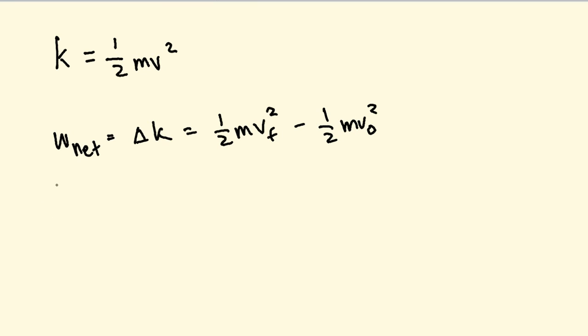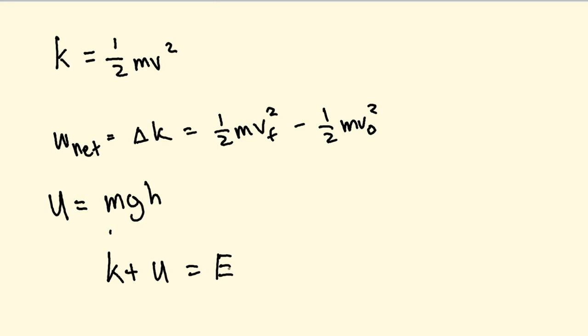And potential energy, for the purpose of first year physics, is mostly going to be mgh. Mass times gravity times height. And keep in mind that the kinetic energy and the potential energy must equal the total energy. That is going to be an important concept later on.